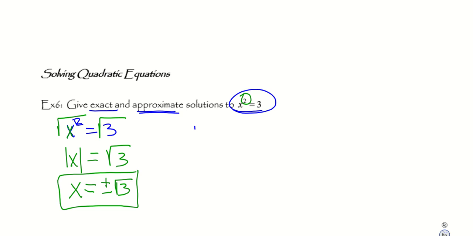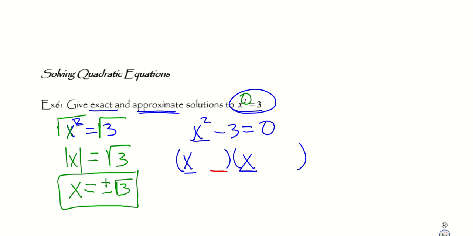Another way for us to solve this equation is to actually get it equal to 0. So if I subtract 3 from both sides, I can then factor this as a difference of squares. In the first spot of each parentheses, I want to put what will multiply to give me my first term, x squared. So that's going to be x times x. In the last spot of each parentheses, I want to put numbers that will multiply to give me 3, which could be 1 and 3, but if we're a little creative, I could multiply a square root of 3 by a square root of 3 to give me 3 as well.